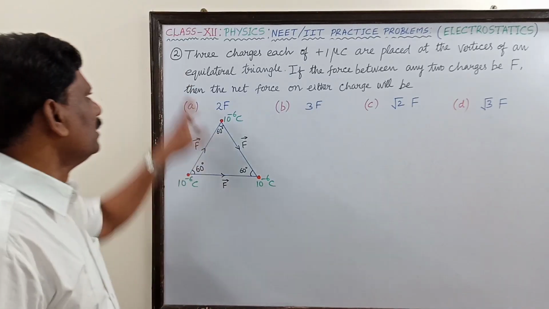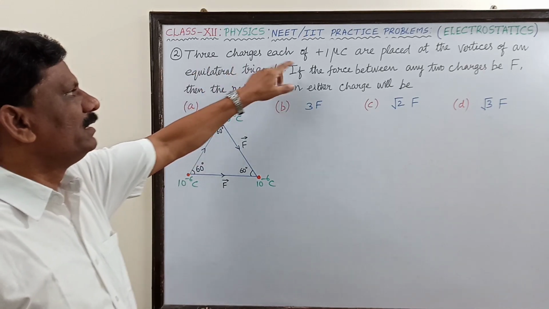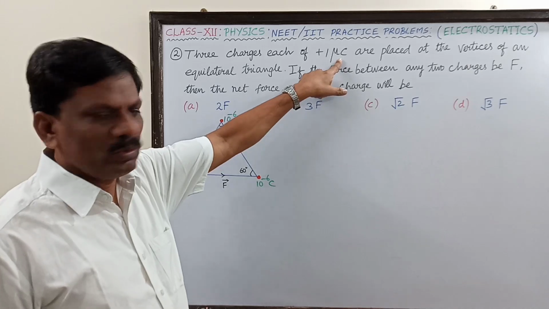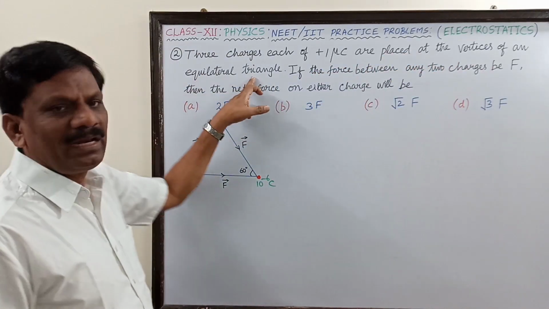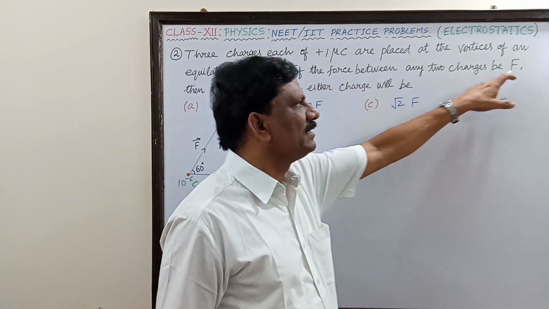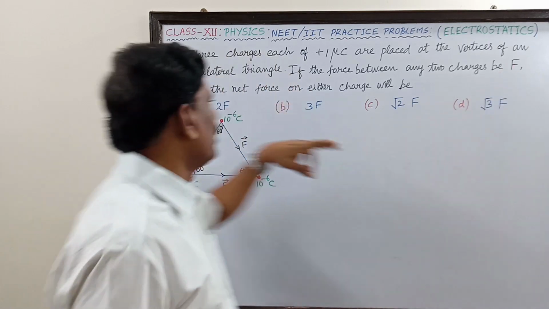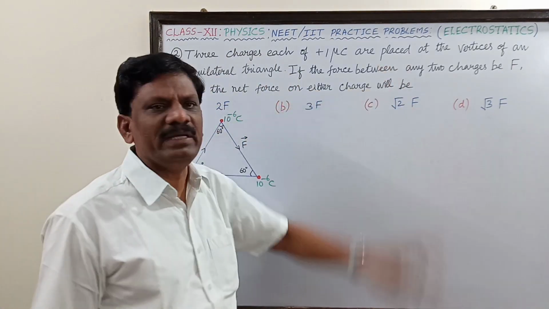Hi students, MCQ number 2. Three charges, each of +1 microcoulomb, are placed at the vertices of an equilateral triangle. If the force between any two charges be F, then the net force on either charge will be.